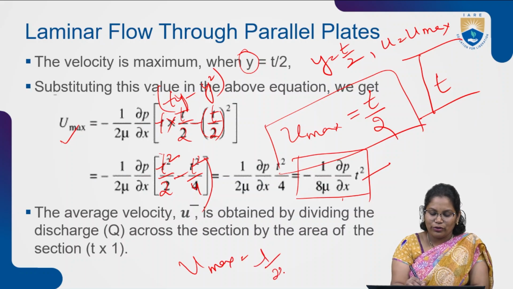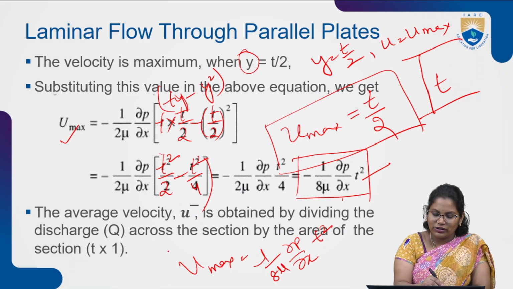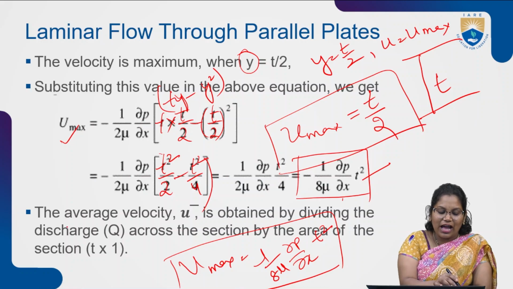1 by 2 mu dou p by dou x, t square by 4. Yes, t square by 4. So I am taking this t square by 4 to here. So 8 mu, 2 into 4 is 8 mu. So this is what your maximum velocity is.